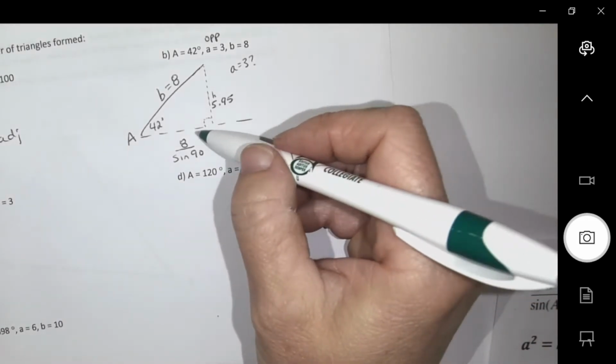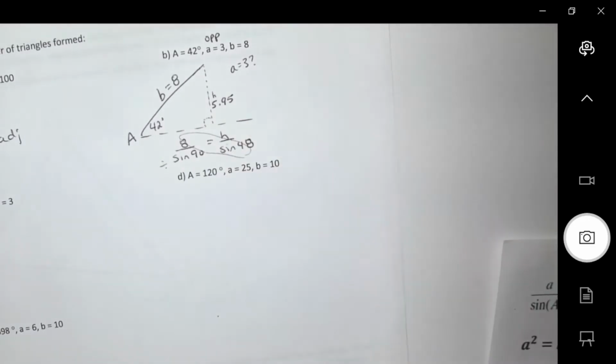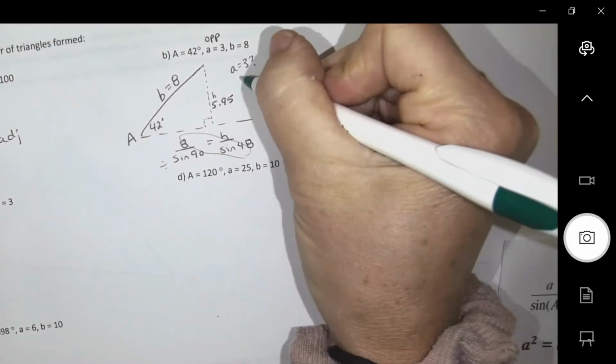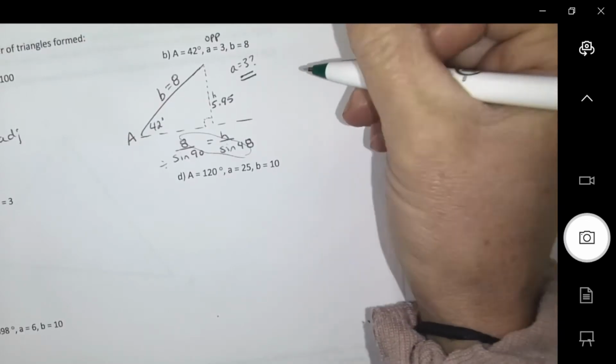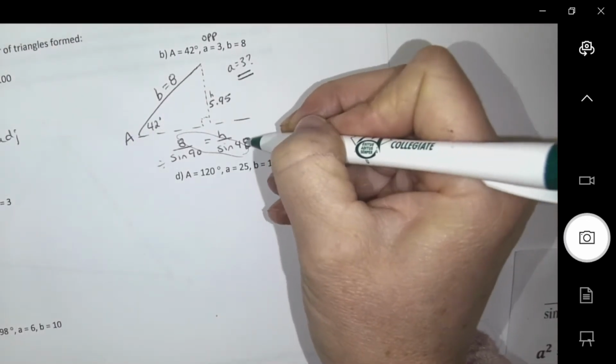Okay, so times divide. FYI, if you really want to cheat, sine of 90 is 1, so I don't even use it because it's 1. Okay, 5.95. What does that tell you about the height of 3? What's it going to do in this situation? Is it sine of 48 or sine of 42? That should be 42.